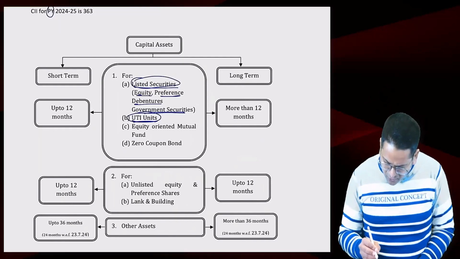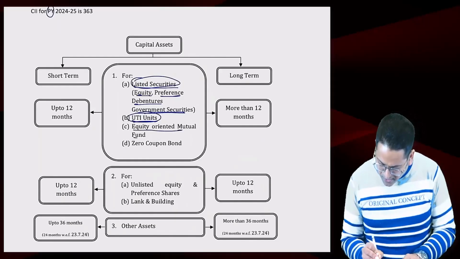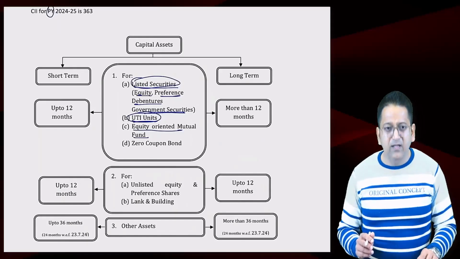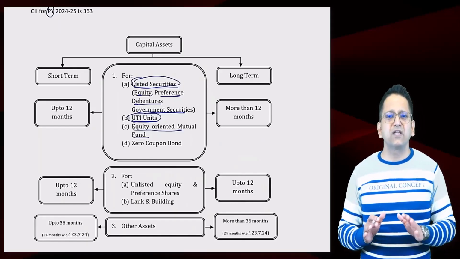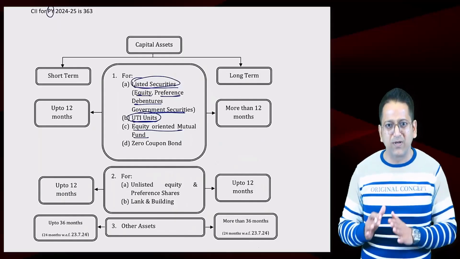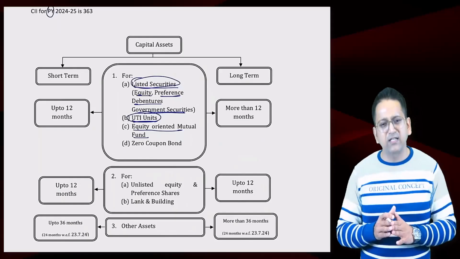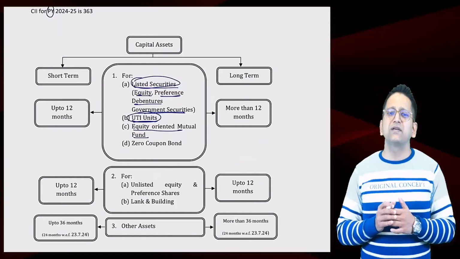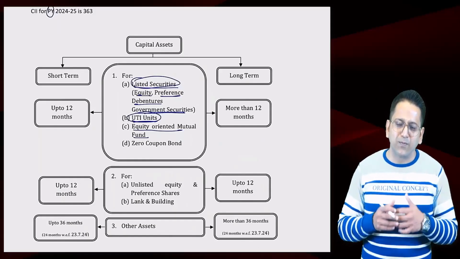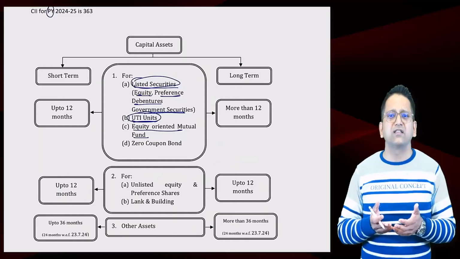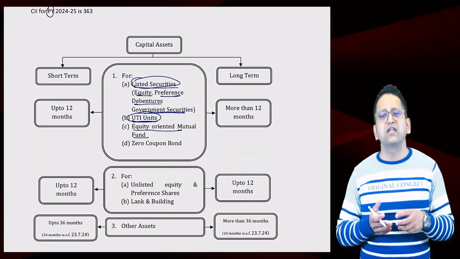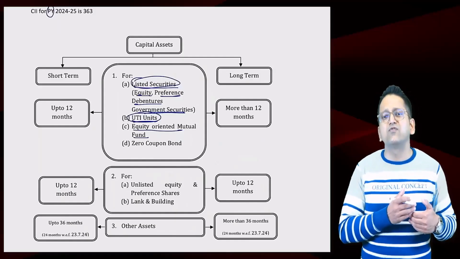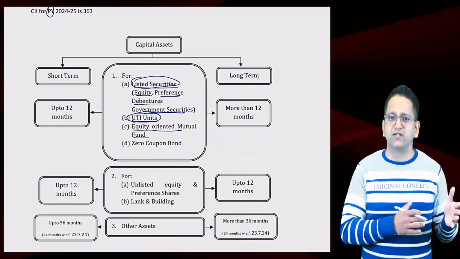So that was UTI units, then equity-oriented mutual funds. Now do you know what an equity-oriented mutual fund is? If a mutual fund company invests 65% or more of its money in equity shares, in domestic companies, then it is called an equity-oriented mutual fund. I will repeat it again. If 65% or more money is invested in equity shares, it is an equity-oriented mutual fund. If it is less than 65%, then it is called a debt-oriented mutual fund.